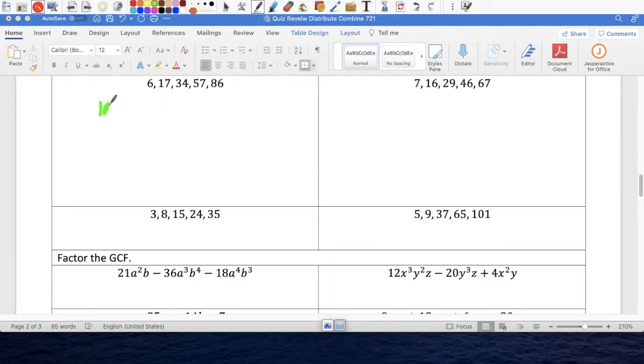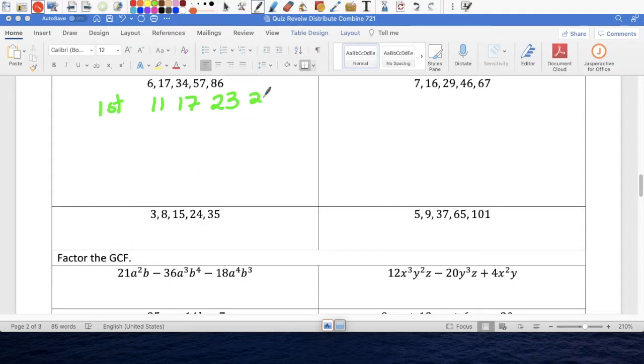First difference. 6 to 17 is 11. 17 to 34 is plus 17. 34 to 57 is 23. And then 57 to 86 is going to be 29.